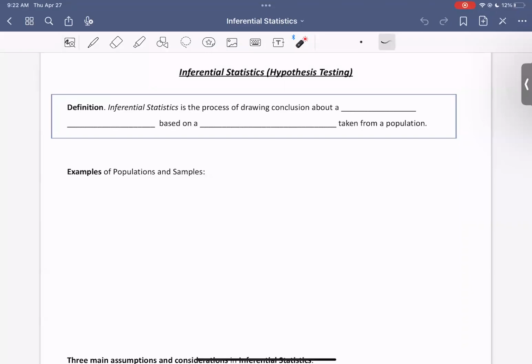So the definition: inferential statistics is the process of drawing conclusions about a population parameter based on a sample taken from the population.